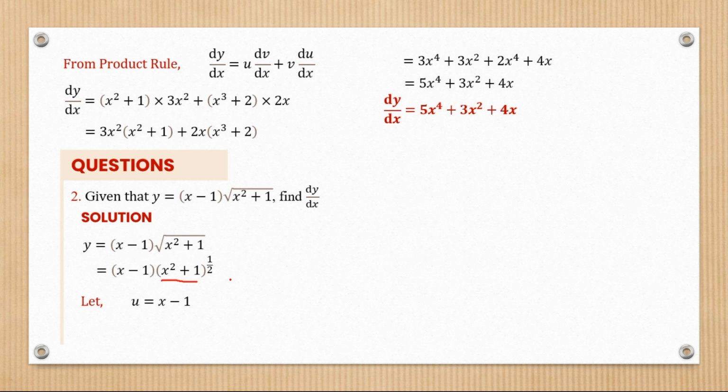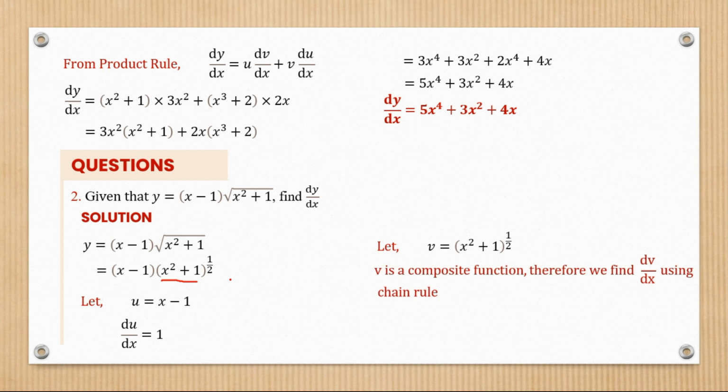First of all, we're going to let u be equal to x minus 1, then we can already get the value of du/dx as being equal to 1. Now when we move on to the next one, we're going to let v represent (x squared plus 1) to the power a half, but this case requires the chain rule. So how are we going to do it? You can see that v is a composite function, so we find dv/dx using the chain rule. We let t represent x squared plus 1, and then dt/dx is equal to 2x. So v is equal to t to the power a half, and dv/dt is equal to a half t to the power negative a half.